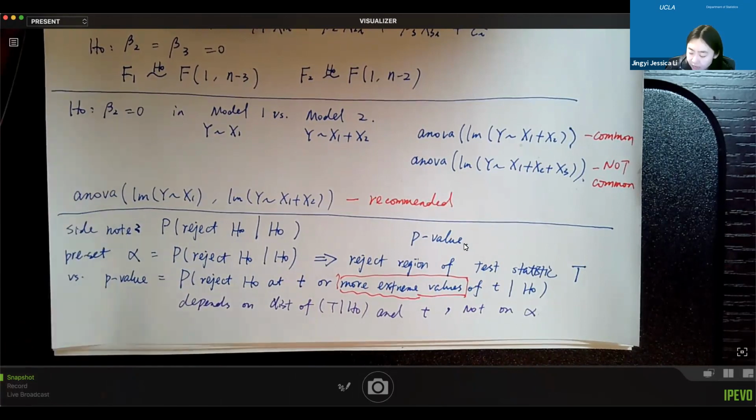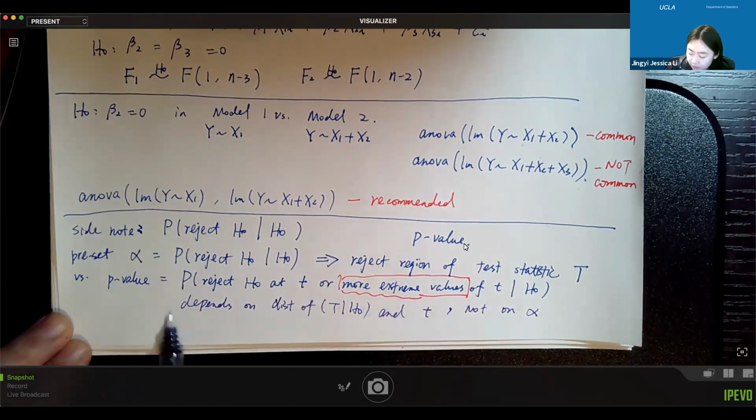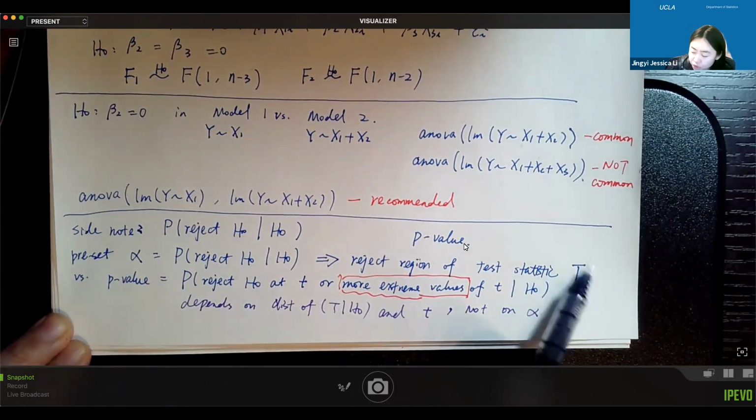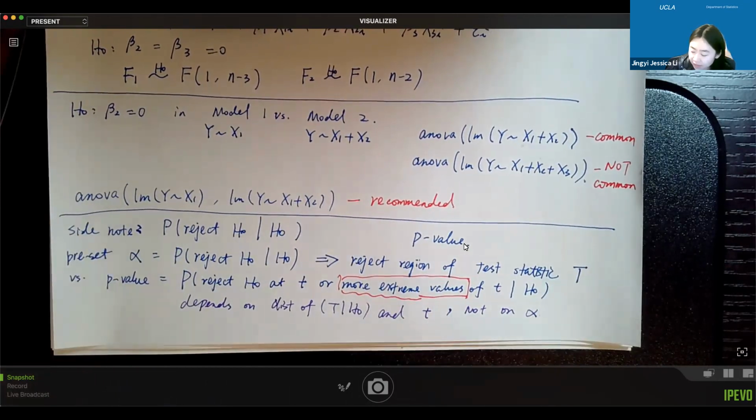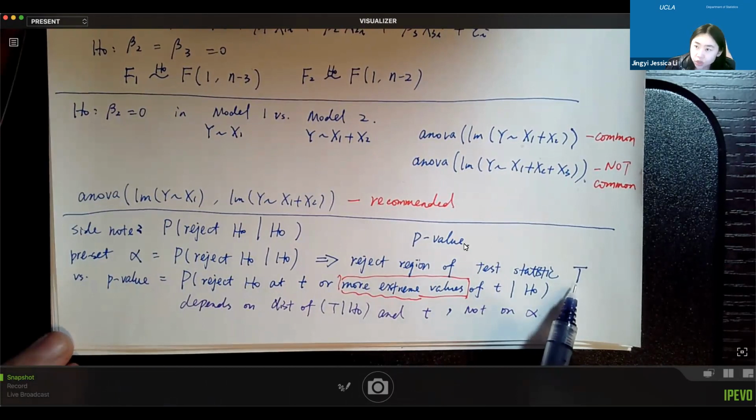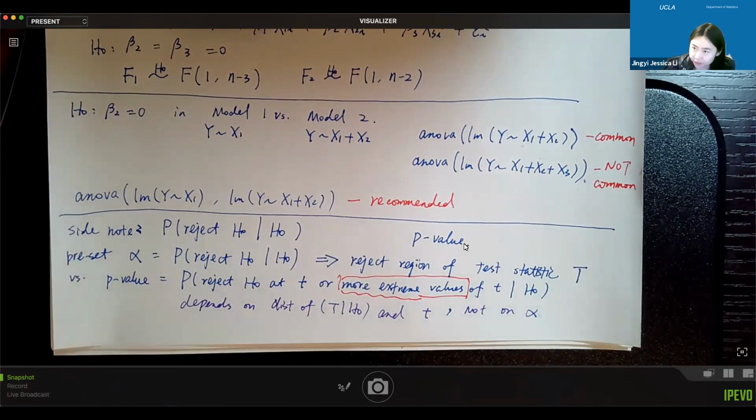On the other hand, if you do not have the concept of p-value, you just have alpha, then the rejection region will be based on a range of values for the t. So whenever you have a data set, you compute t, and then you compare the observed value with the rejection region. If it falls into the region, you reject, otherwise you do not reject. And these two approaches are equivalent to each other.